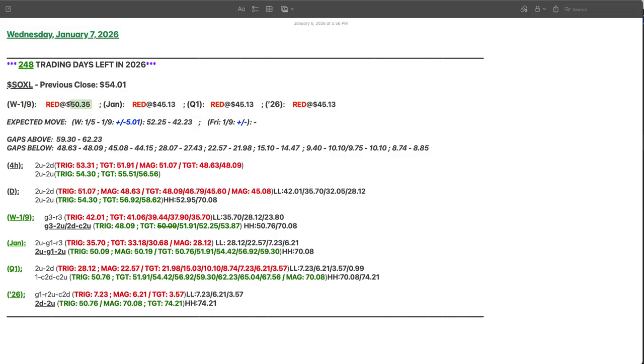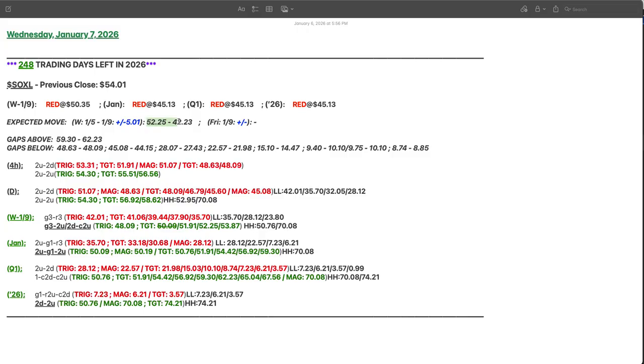We know the week would flip red at 50.35, and then the month, quarter, and year all flip red at 45.13. We know the market maker's expected move was $5.01 for this week. So if you take the close price of Friday and add $5.01, you get $52.25. You subtract $5.01, you get $42.23. So the market maker's expected move range was $52.25 to $42.23.